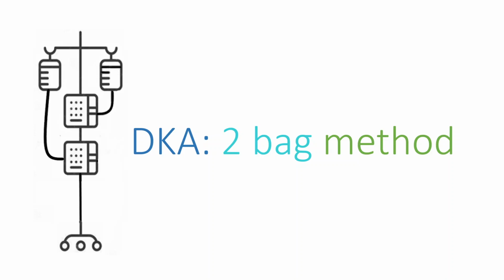Let's talk about the management of diabetic ketoacidosis using the two-bag method. The goal of the two-bag method order set is to improve the care that we deliver to our patients by standardizing and streamlining the management of DKA. The order set should cause lower incidences of hypoglycemic events and lead to faster anion gap closure, correction of acidosis, correction of blood glucose, and lead to earlier discontinuation of the insulin infusion.